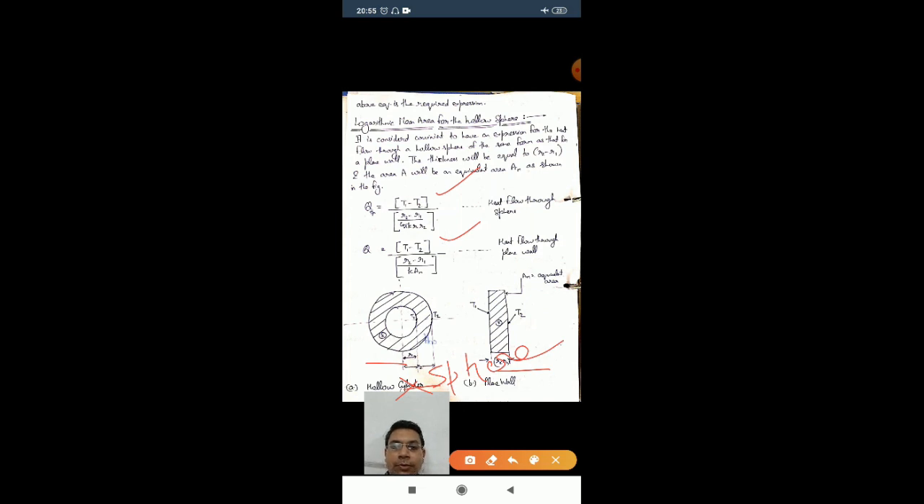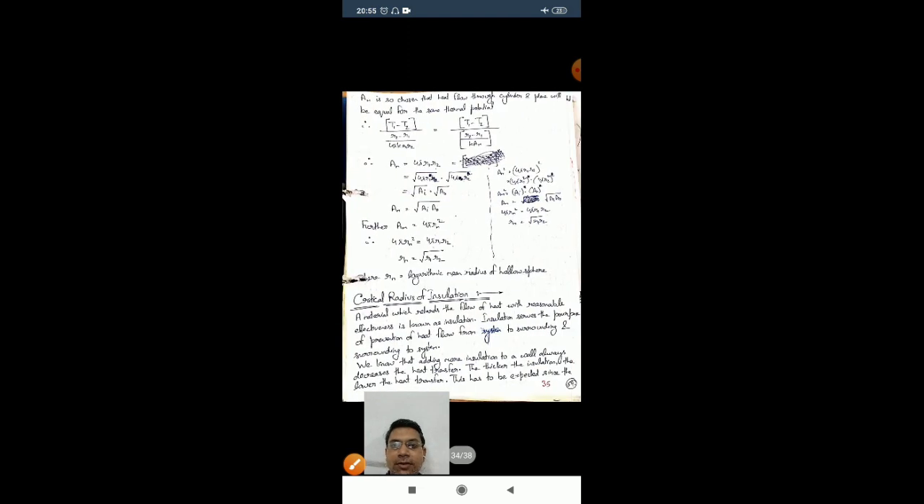Then equating both the heat transfers, the equation becomes A mean is equal to 4 pi r1 r2, or the mean radius is equal to the square root of r1 r2. So this is the equivalent area or the equivalent radius.